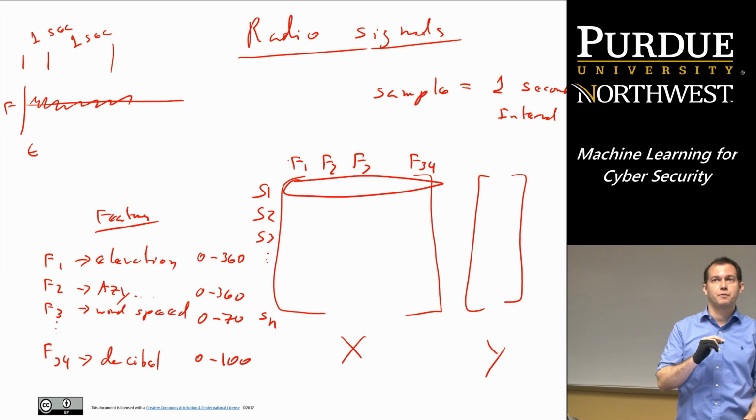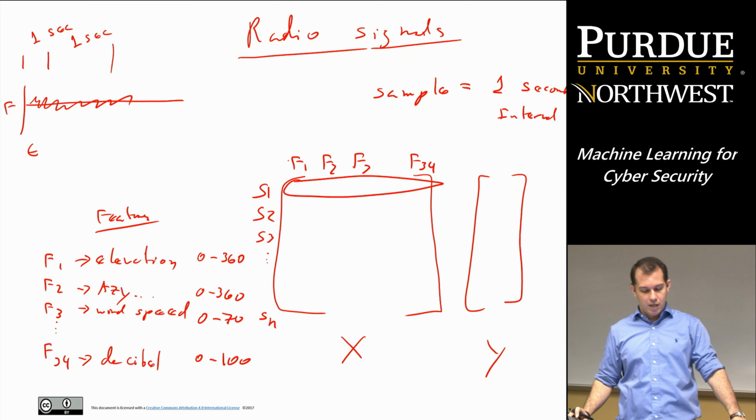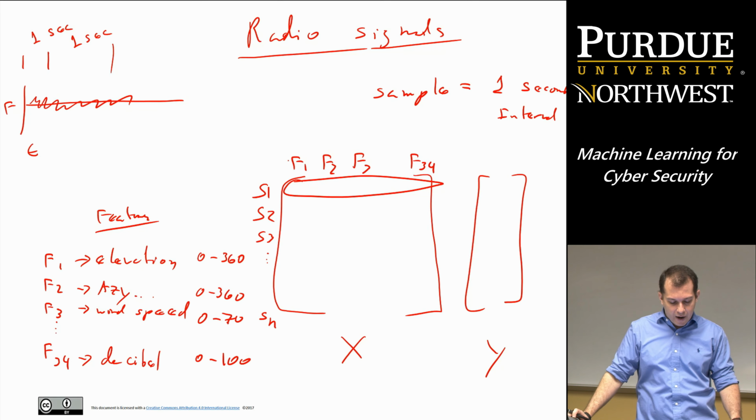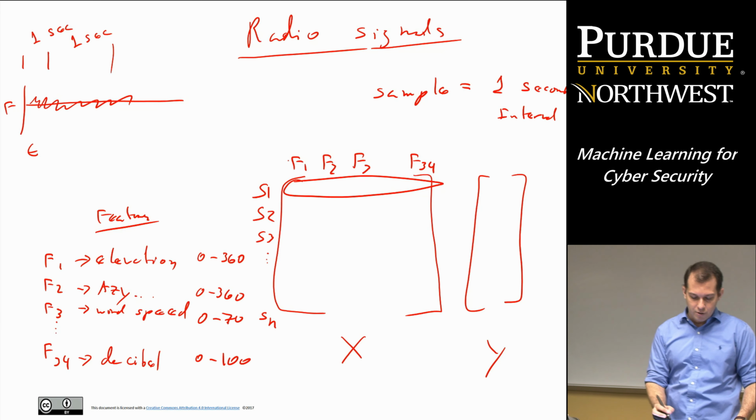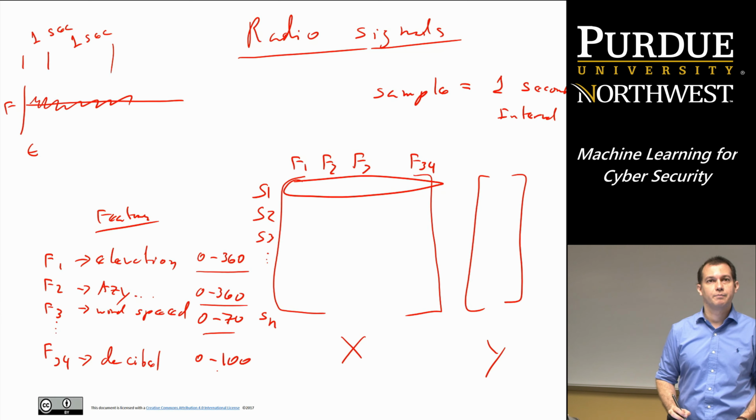All right, so that's one of the first things, right? You want to decide on something consistent, so 1 second intervals. Then you identified the features, which are these 34 features, all right? And then you know the values, right? So you know the values are 0 to 360 or 0 to 70, right? Now, why do I call this the vector space model?